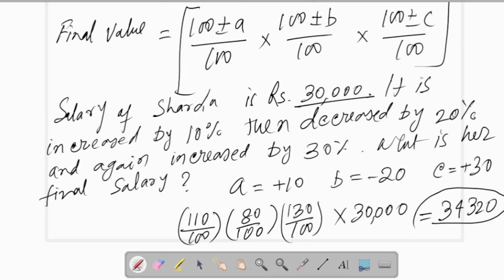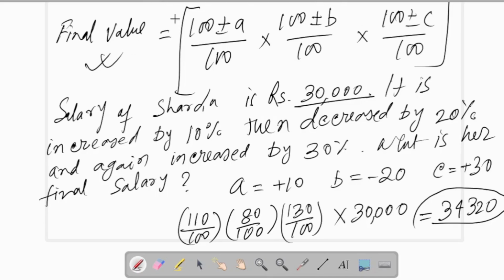So if there is more than 3 changes, you can add it up with the D value, E value, whatever you want. But the final value you are getting using this formula, you need not calculate step by step. So hope you are getting the things which I am trying to make you understand.